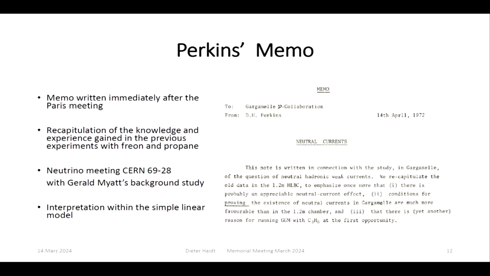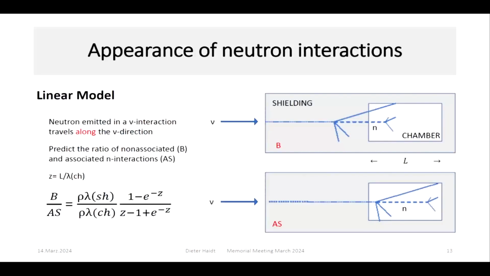Here you can see. In order to interpret the data, he used a very simple model, a linear model, just assuming that any neutrino interaction emits a neutron in the same direction as the beam. Then a neutron interaction can appear in two ways. If you observe a neutral star, it is either associated to its source, the neutrino, or else the source is outside. So these events have been called in our jargon B events, background events, and associated events.